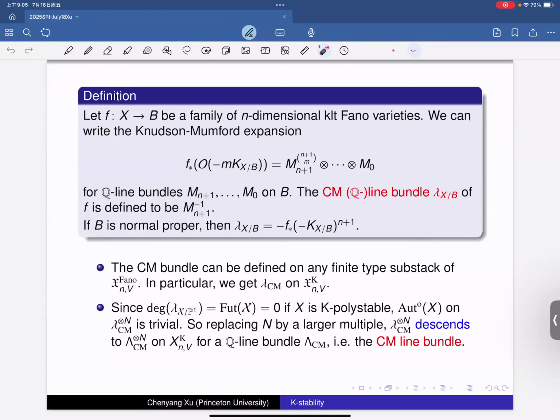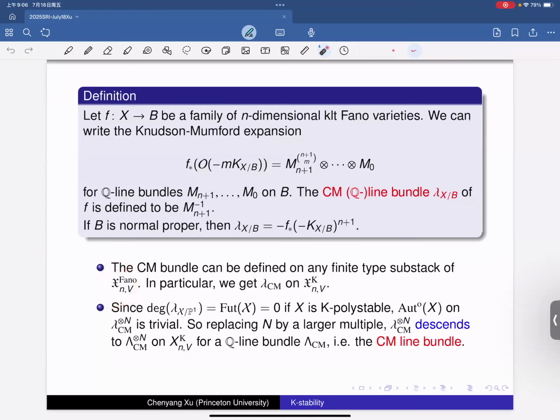And if B is normal, actually this line bundle can be very easy to see. It's just the pushforward of this. Here you intersect n+1 times. Then you push forward, that's a codimension 1 cycle on the base. Actually, you can show it's a Cartier divisor, and that Cartier divisor is the same line bundle. So this can be defined for any family of n-dimensional Fano varieties, and because of the functorial property, it actually can be defined on an infinite type substack of this.